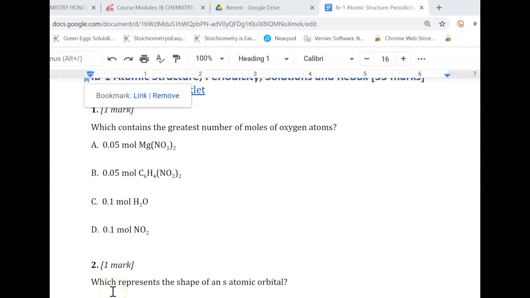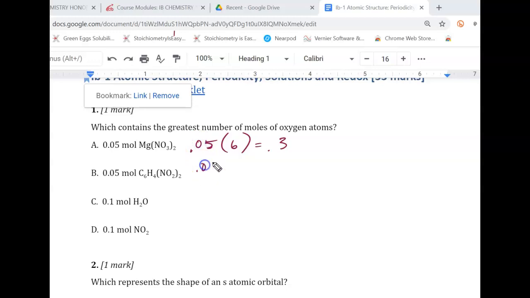Okay, in this video we're going to go over all the answers to the questions and how we got them. On our very first question, we needed to determine the number of moles of oxygen atoms. So if I have 0.05 moles, but I have 6 oxygen atoms per mole of magnesium nitrate, then I would have 0.3 moles of oxygen atoms.